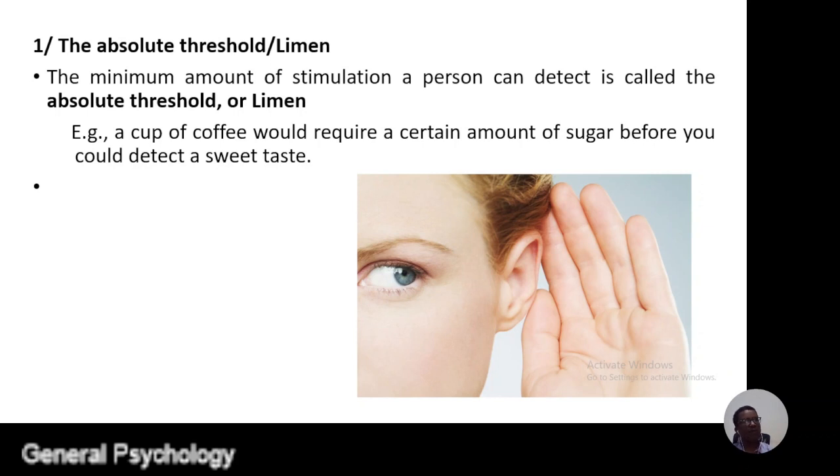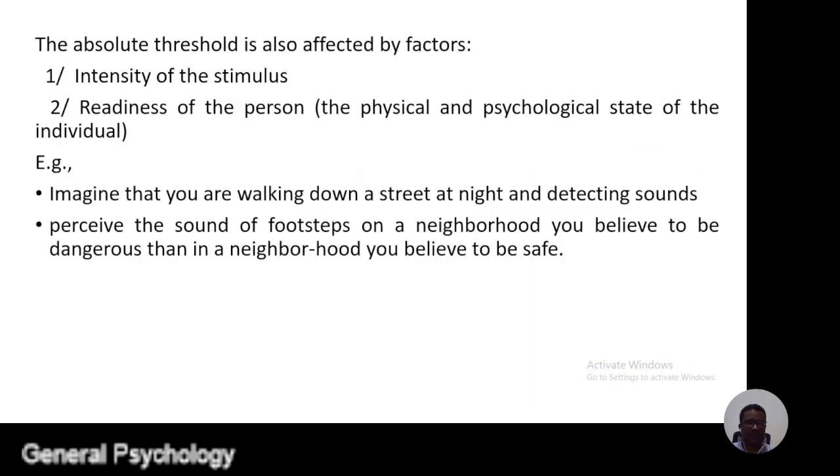This is also an example of hearing. Until you reach the level of hearing, until you reach the absolute threshold, you show no response. This is an example of absolute threshold. So, absolute threshold or limen is the minimum amount of stimulus a person can detect of that specific stimulus in the environment. However, absolute threshold may be affected by different factors.